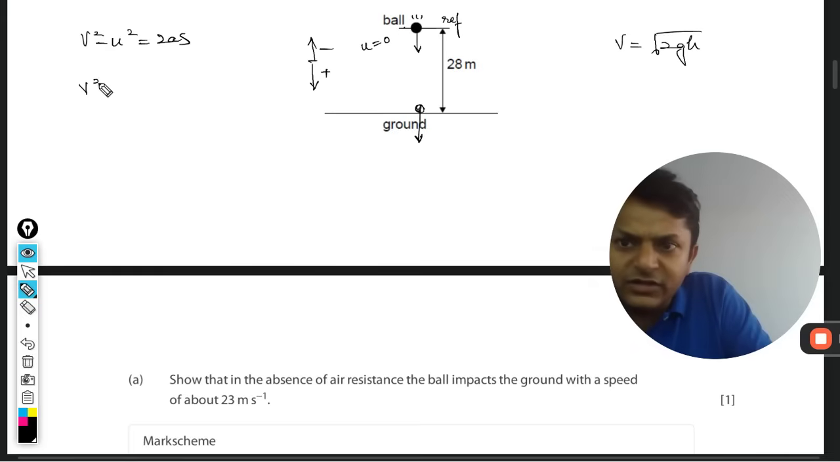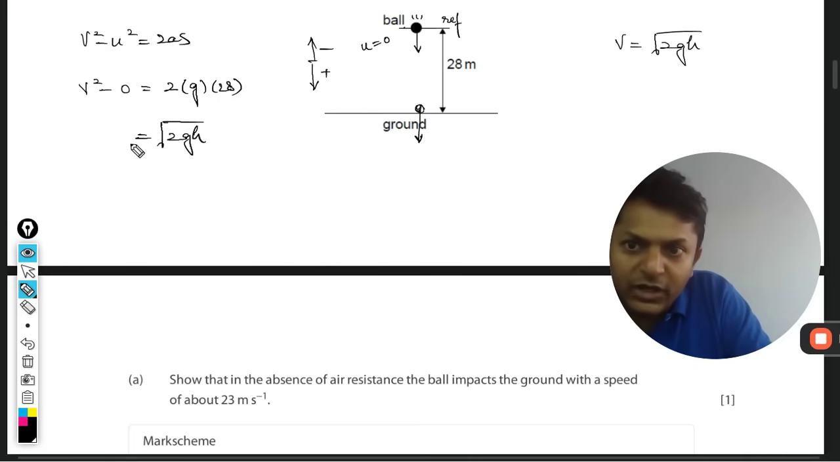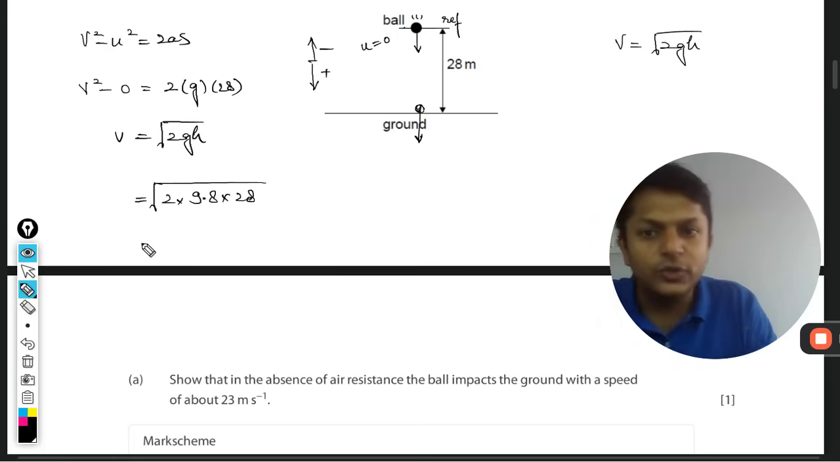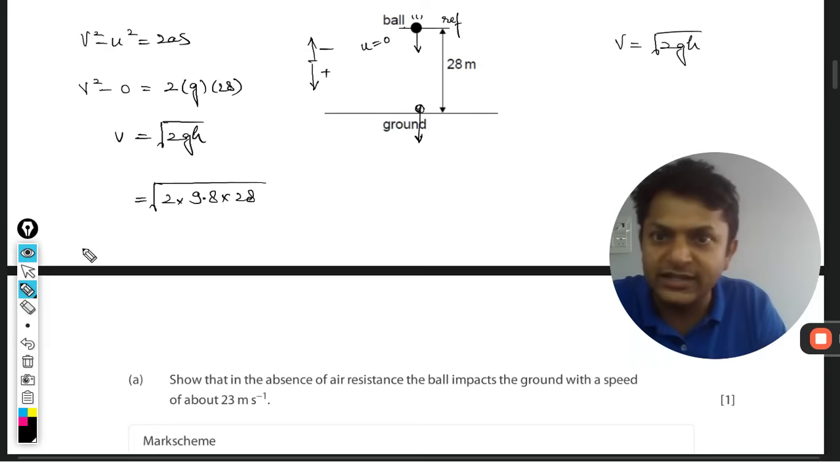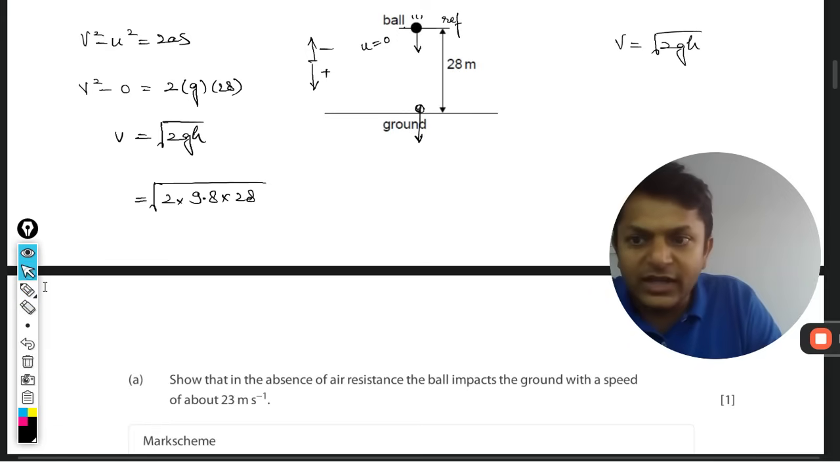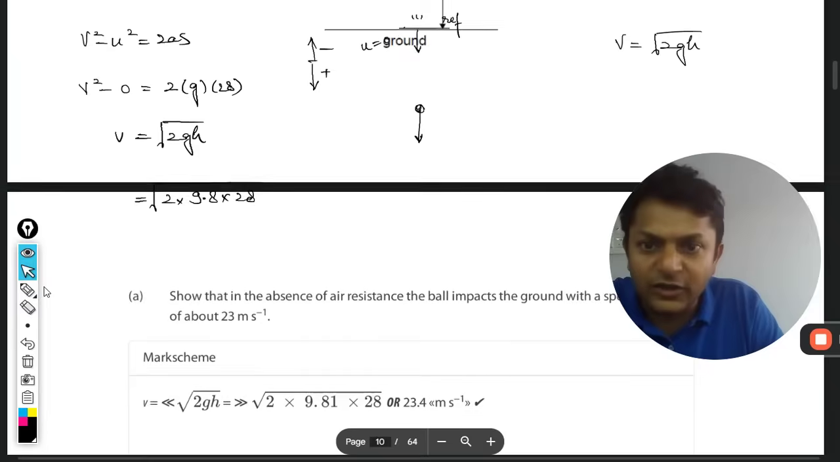So the final velocity is unknown. Initially, it is moving with zero. Gravity is taken as positive and the height is 28. So there you go. Again, you are having the same formula, v is equal to root of 2gh. We just plug in our values: 9.8 into 28, square root. So you're having a calculator, you can use it and you can get the answer. I will not be doing it. I'll just show you the answer in the mark scheme.